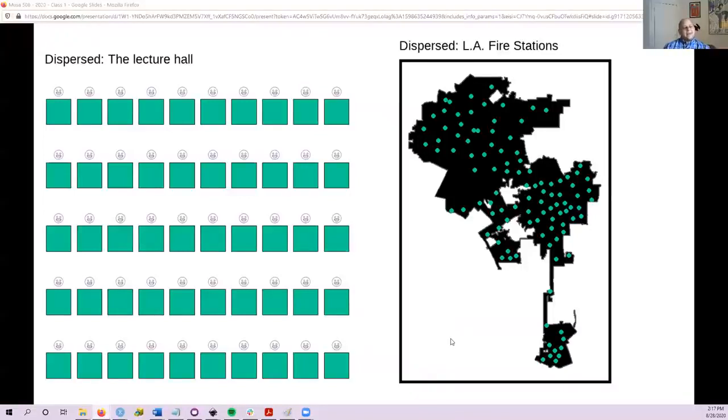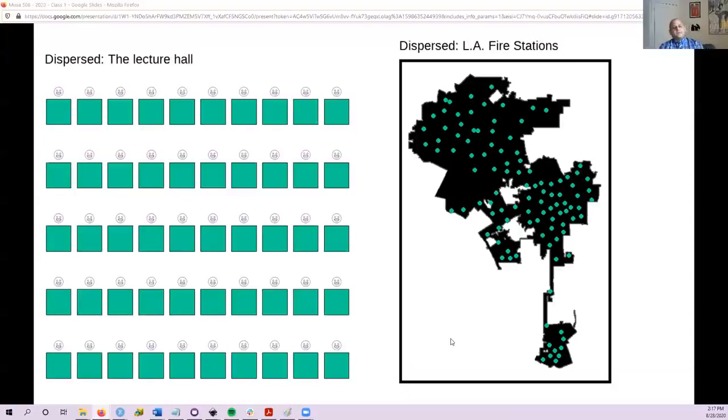And why does that happen? That happens because there's some external decision maker who decided when they were designing this lecture hall that they wanted all of the students to have their own personal space, to social distance or what have you. There was an external reason for these decisions.